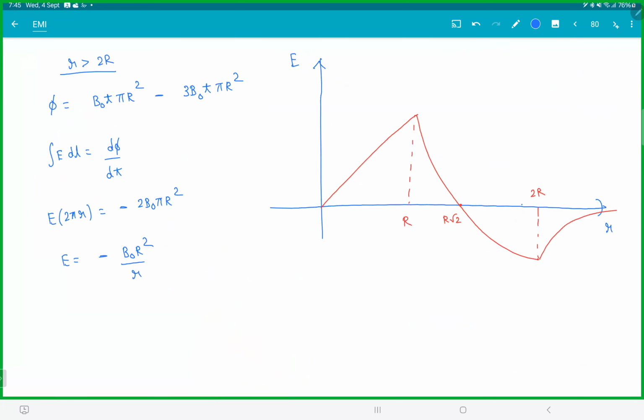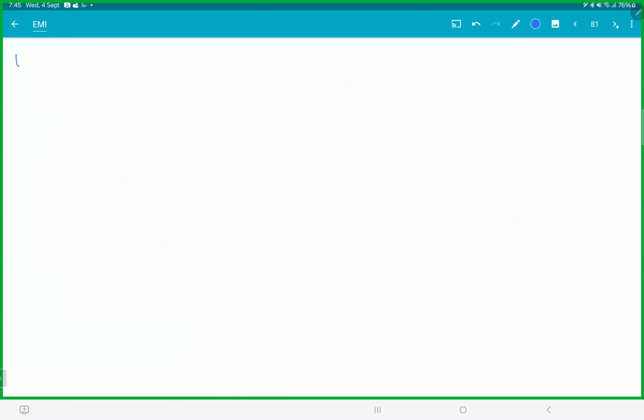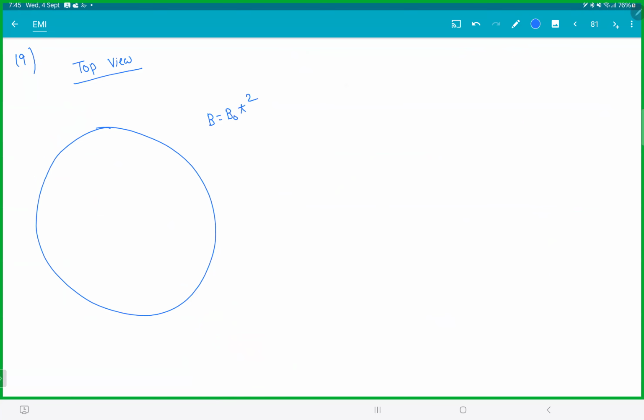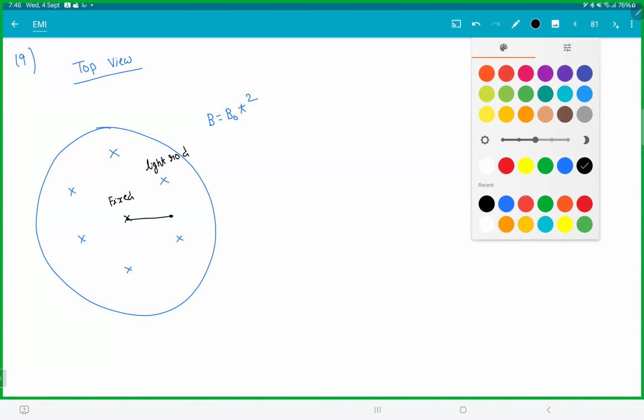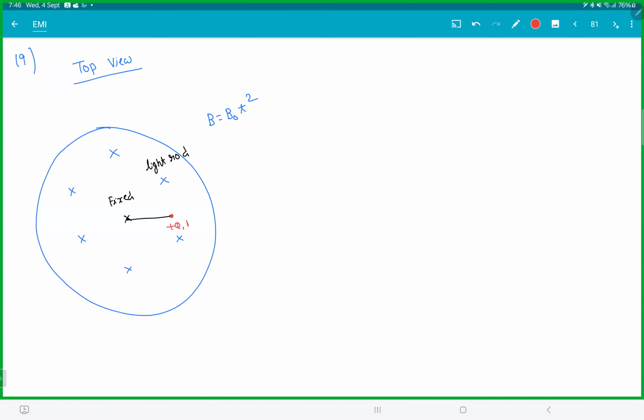Next one. Top view. We have magnetic field B is equal to B naught T square. In the middle, you fixed this light rod. And you attached a plus Q charge and mass M. And this radius is R by 2. So that length of the rod, we'll just take it as L. The length of the rod is L.